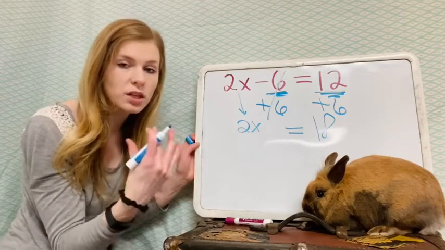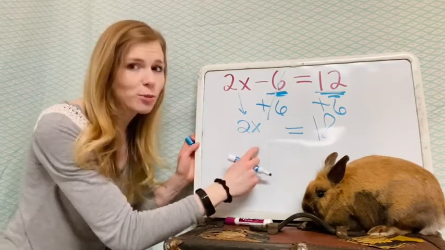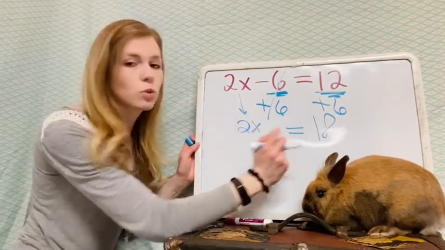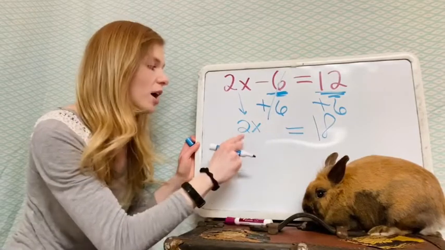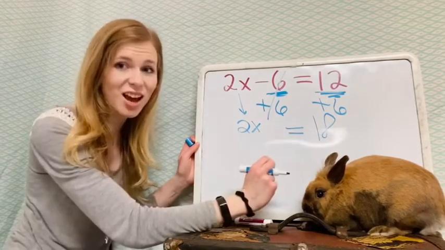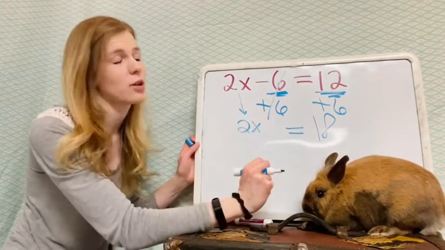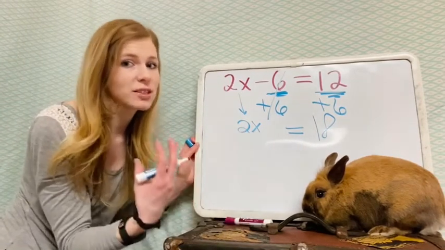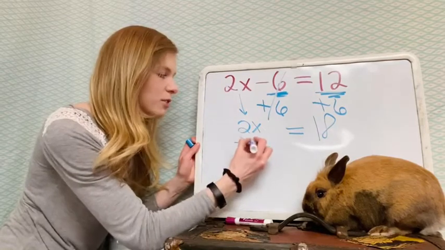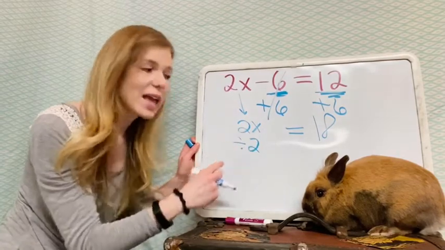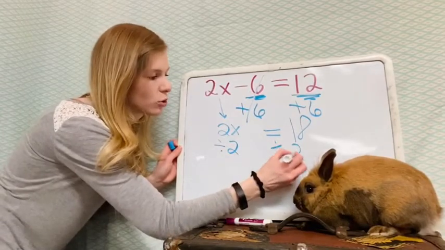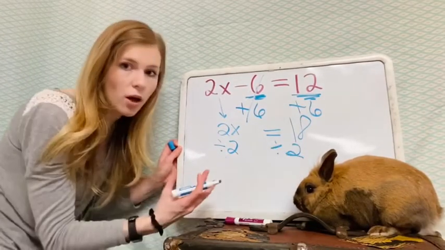The reason why we need a second step is because my variable is not alone. 2 times x equals 18. I know that I need to move the 2 and get it to the other side, away from the variable. Since it's multiplication, I'm going to do the opposite and I'm going to divide. I'm going to divide by 2 on this side, and to keep the balance of the equation, I'm going to divide by 2 on the other side as well.